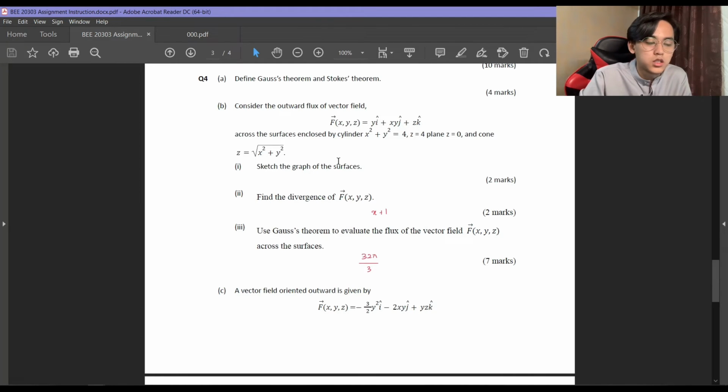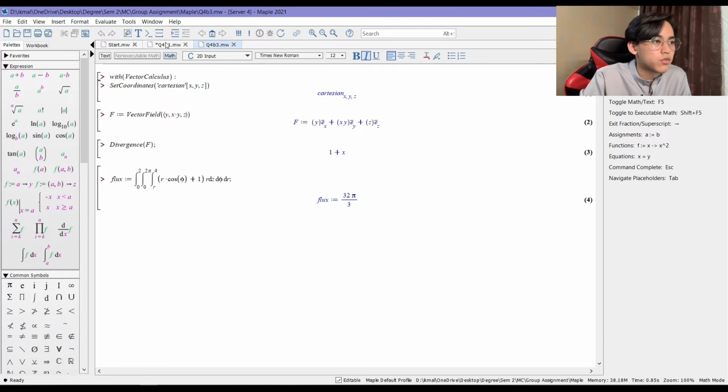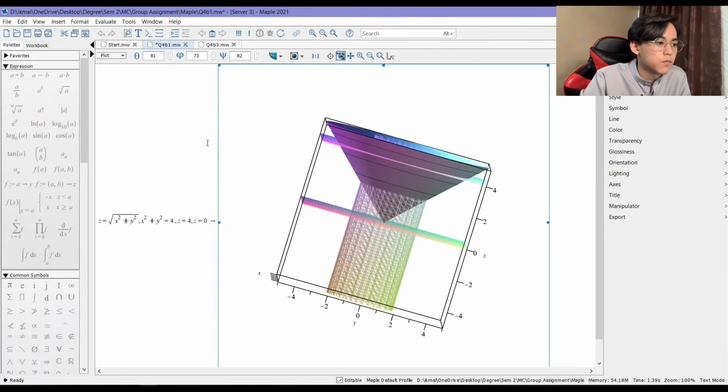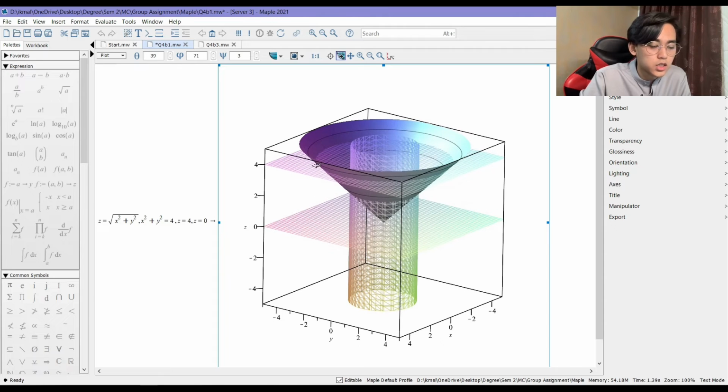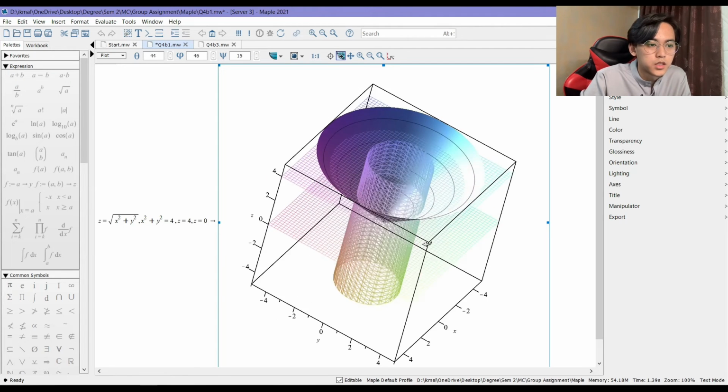So we put all these equations inside the simulation software. The simulation software that we use is Maple 2021, and these are the equations that we obtained from the question. So these are the graphs of the surfaces where z = 0 and z = 4. These are for the cone, and this one is for the cylinder.